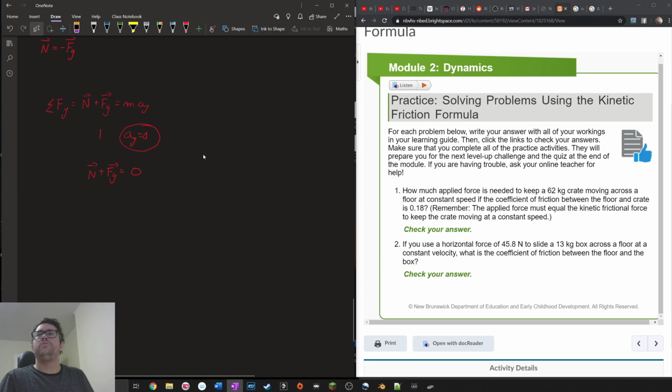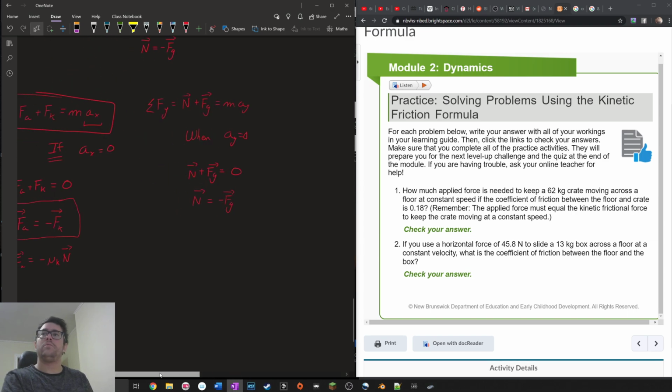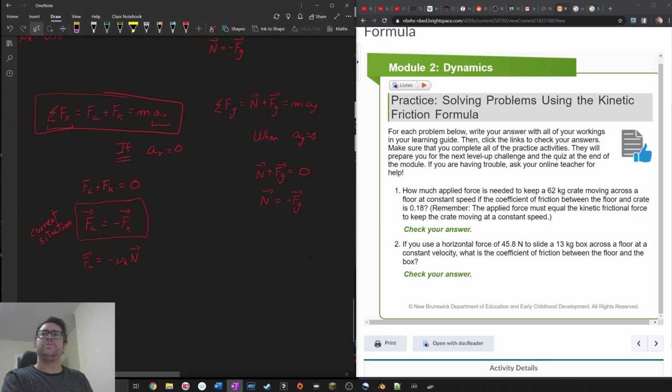All right, if, or even when, I think when is even better. When Ay is 0, you get this. And from here, if you move the Fg to the other side, you get minus Fg. Notice how these two things are the same.